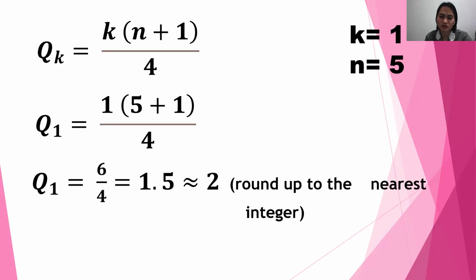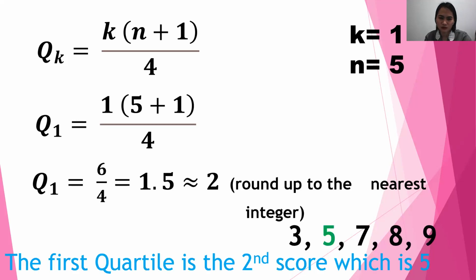6 divided by 4 is equal to 1.5. What is the important note? If our answer is in decimal, we round up to the nearest integer. What is the given conclusion again? The first quartile is the second score, which is 5. Do we satisfy the conclusion? Very good. What did you notice on the formula and the conclusion?